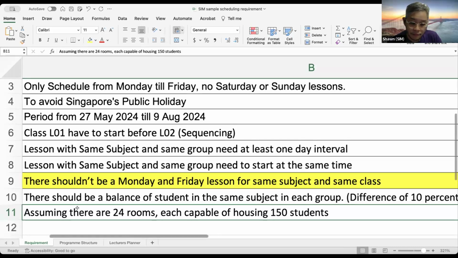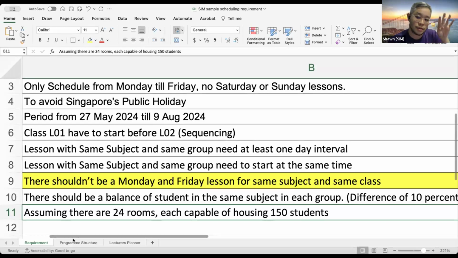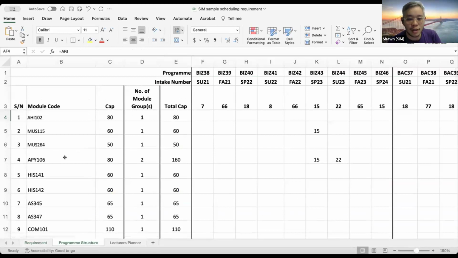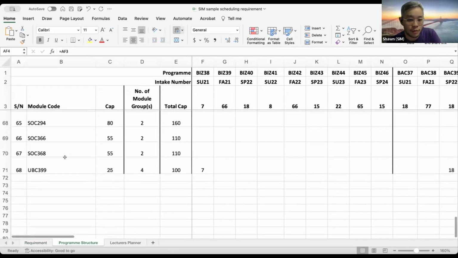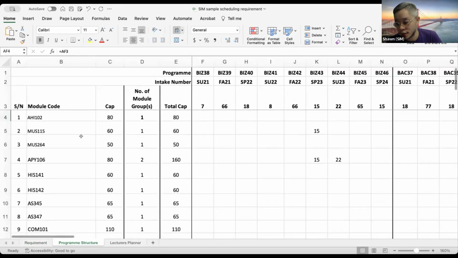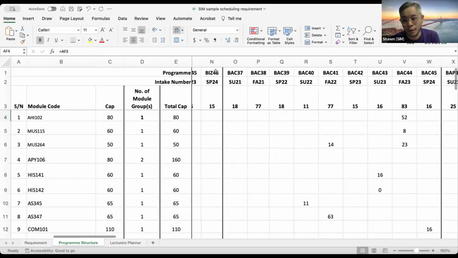Assuming there are 24 rooms, is that related to 10 or different? No, because now if you go over to program structure, it will show you all the subjects that this university, our university partner, has. And each of the columns, if you look at the program, BIZ 38, 39, 40, all the way to 46, that refers to our intake for different programs.